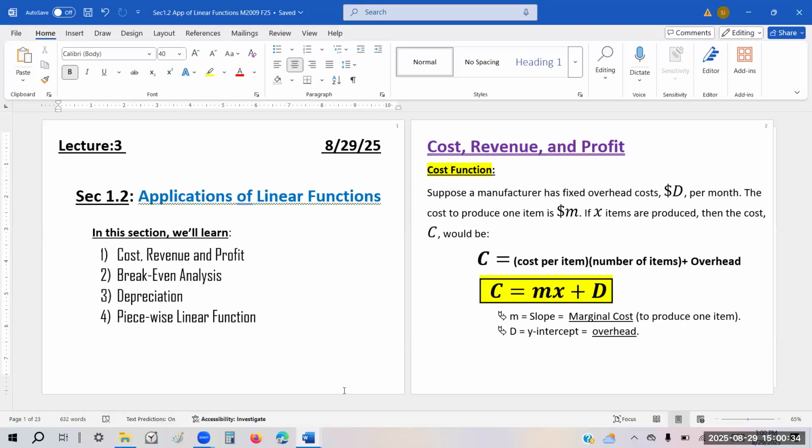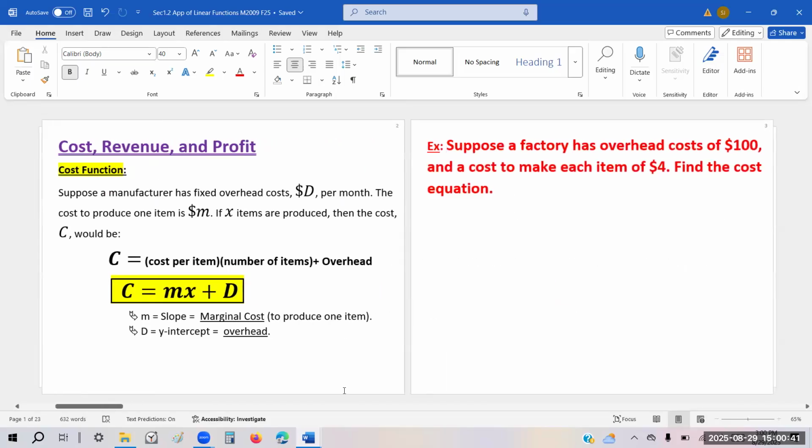So it's a linear function, y equals mx plus b. It follows the same format. Now let's find our monthly cost for this scenario. Suppose a factory has the overhead cost. Oh, overhead cost, the monthly bill, rent, it has a fancy name. It's called overhead cost. So let's say the overhead cost is $100 and the cost to make each item is $4. So what is the cost function for this scenario?